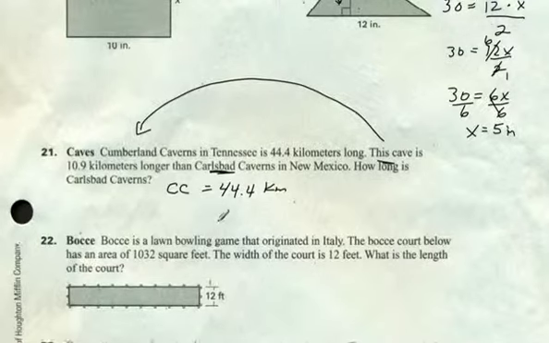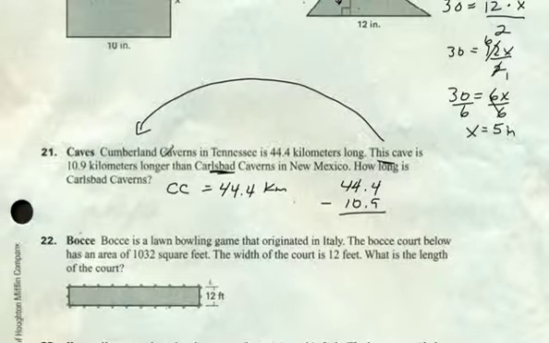So what would we do to find Carlsbad? And you're right, we would subtract. I'm assuming you would say that. Because remember, Cumberland Caverns is longer. So we're going to subtract to find the Carlsbad. So we know that that's going to be 33.5. And our label is going to be kilometers.